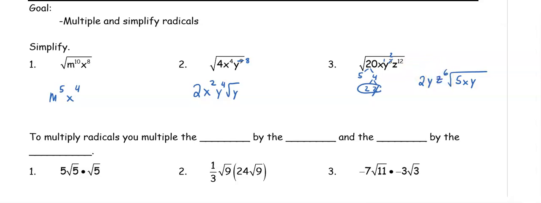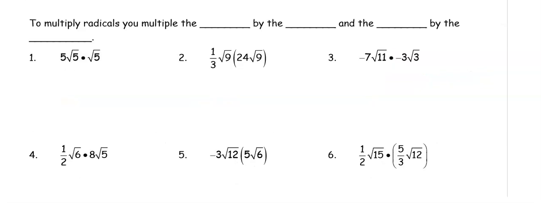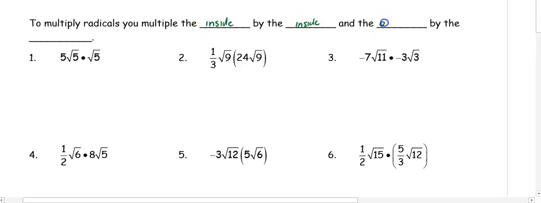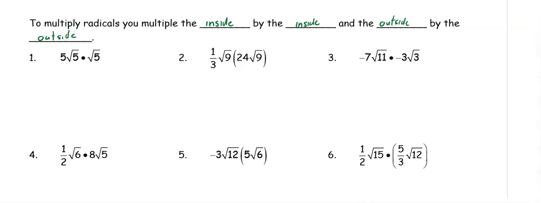So in order to multiply radicals, remember that you need to multiply the inside by the inside and the outside by the outside. So in number 1, the inside numbers that we have are 5 and 5. The outside numbers that we have are 5 and 1.